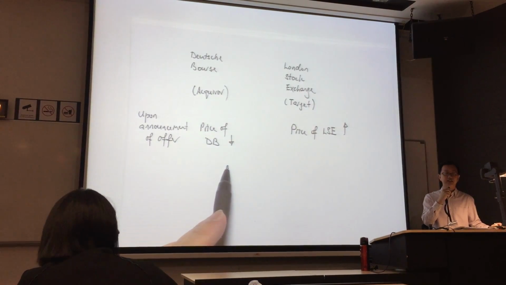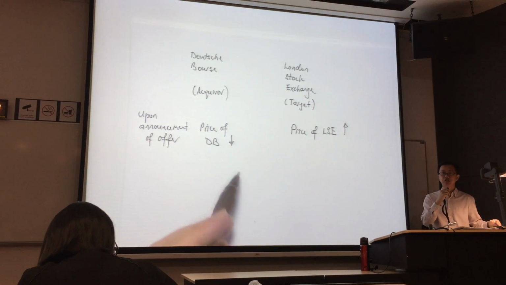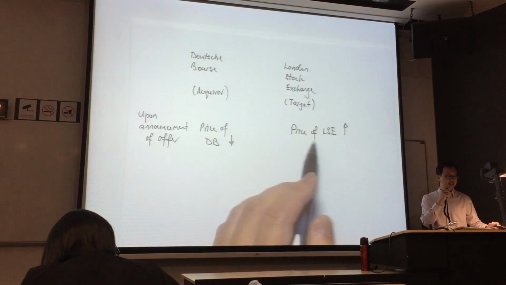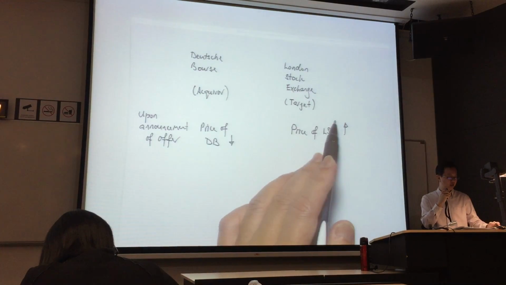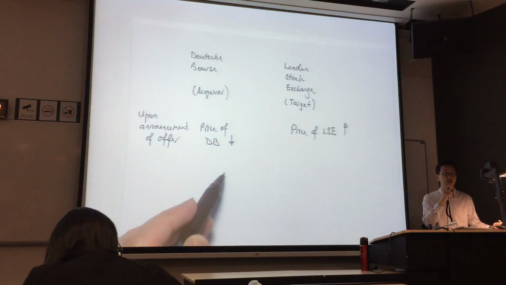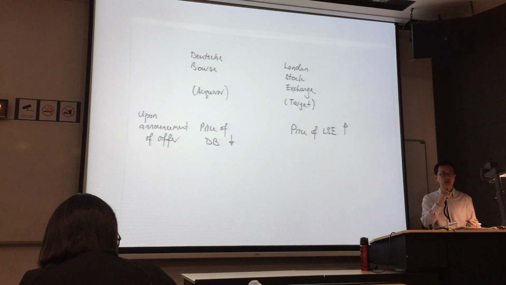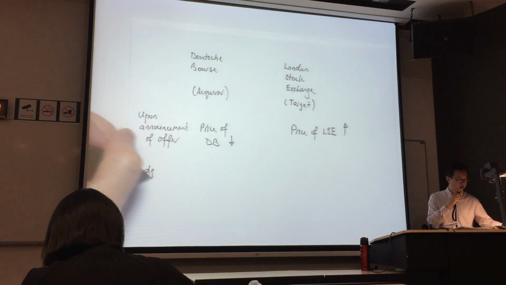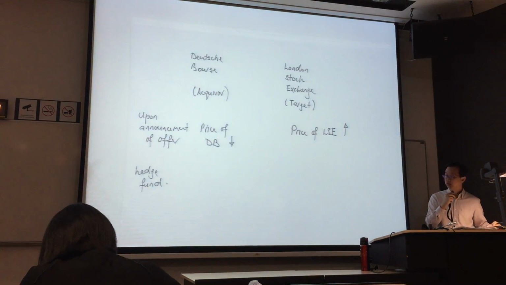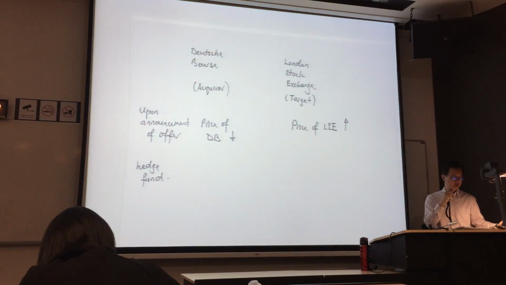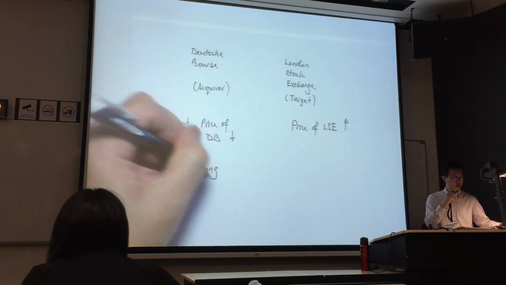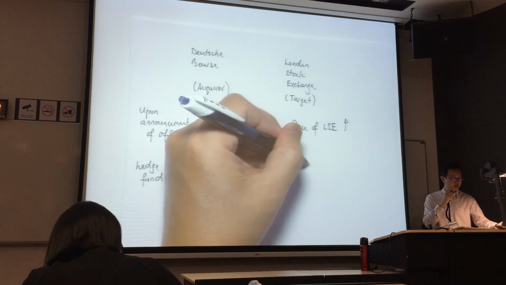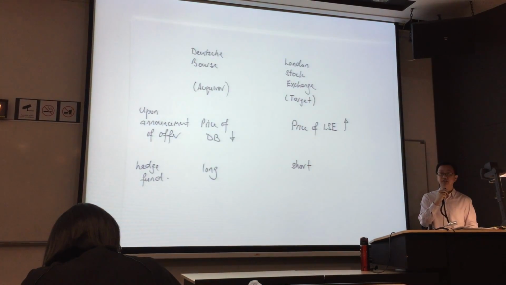So what happens if, subsequently, the acquisition is successful? If the acquisition is successful, we expect the price of LSE to continue moving up, while the price of Deutsche Börse goes down. However, in this case, what is the hedge fund's position? The hedge fund position is they are long Deutsche Börse shares, and they short the London Stock Exchange shares.